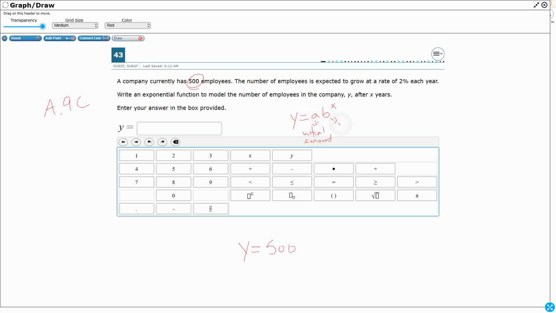Now our b is our rate. And it's always 1 plus whatever that percentage is, if it's a growth rate, or 1 minus the percentage if it is a decay rate. In this case, it is a growth rate, 2%. So it's going to be 1 plus 0.02, or we can just imagine that as 1.02. And then you raise it to the x power, and that's just your time, x years, but we leave that in x because that's our variable. So it seems pretty simple. y equals 500 times 1.02 to the x power.